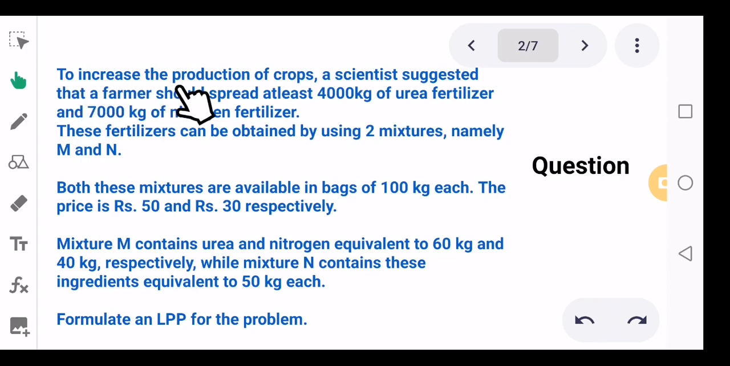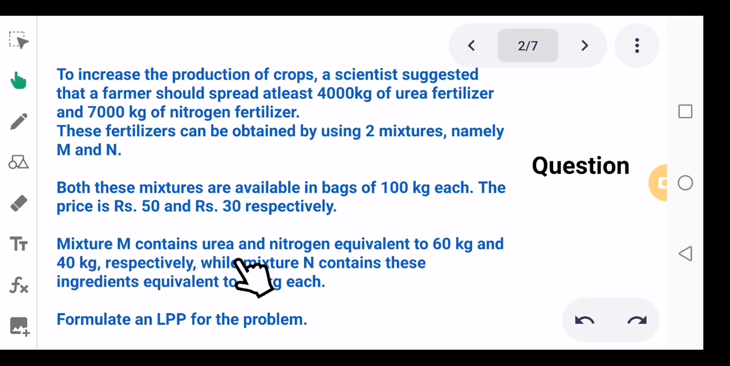To increase the production of crops, a scientist suggested that a farmer should spread at least 4,000 kg of urea fertilizer and 7,000 kg of nitrogen fertilizer. These fertilizers can be obtained by using two mixtures, namely M and N. Both these mixtures are available in bags of 100 kg each. The price is ₹50 and ₹30 respectively.